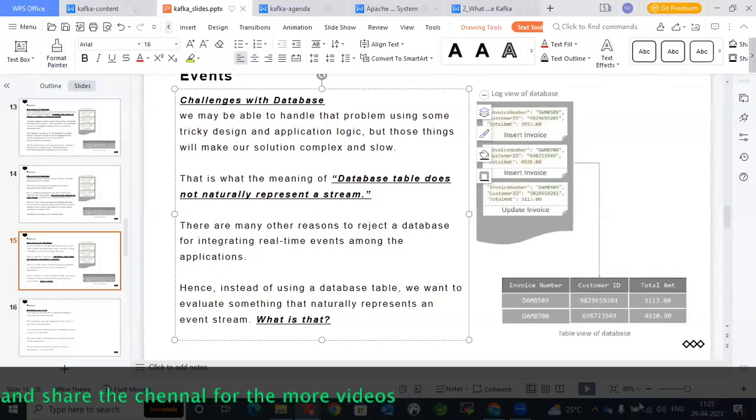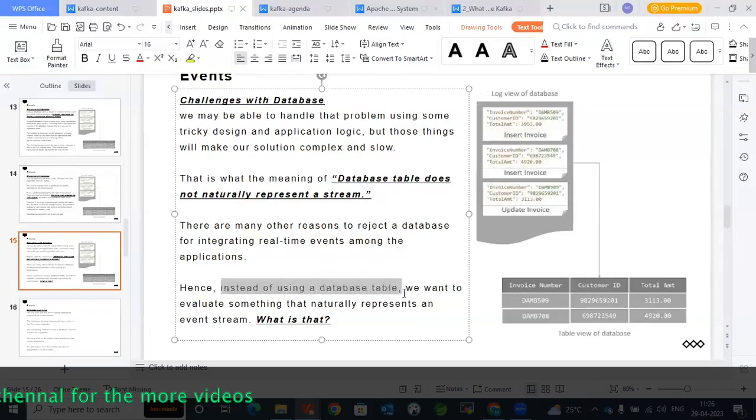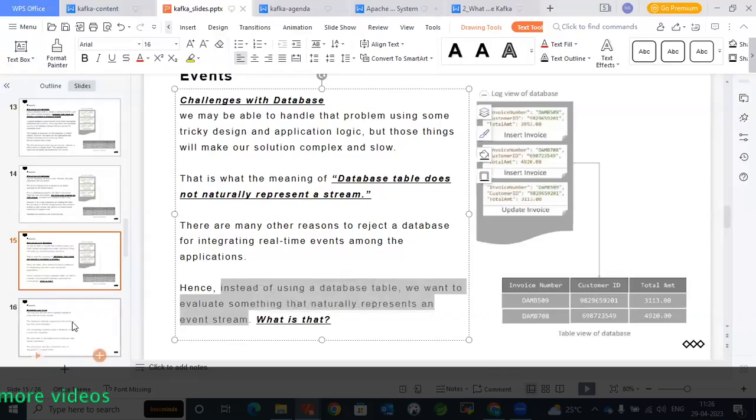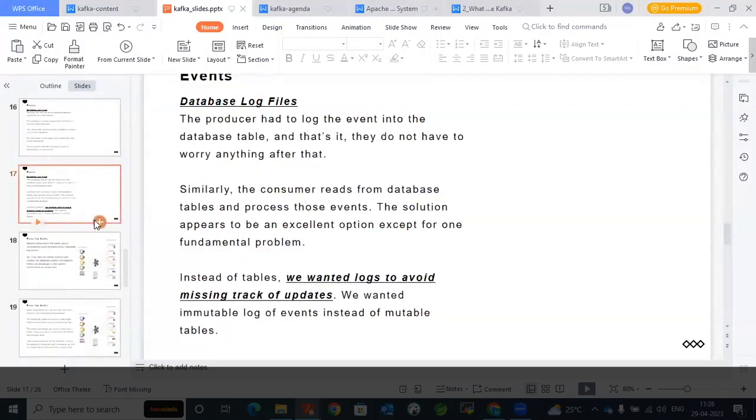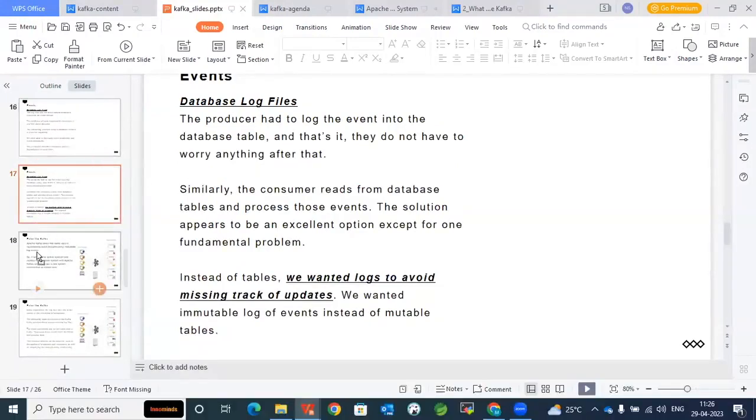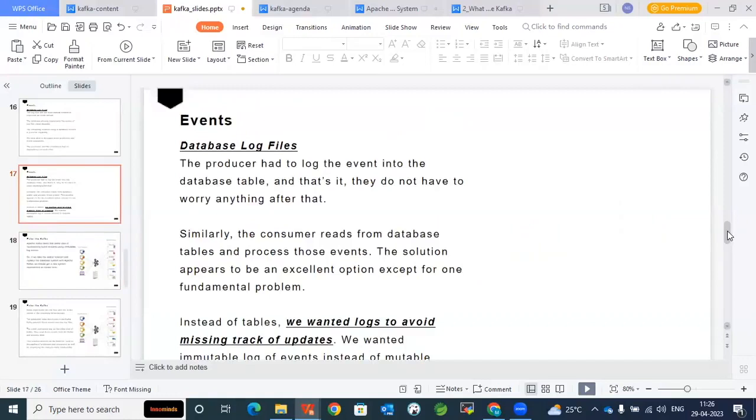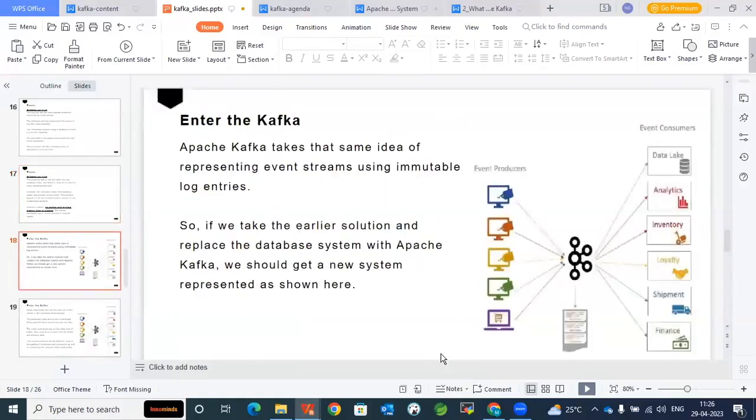So these are the problems that we have with the database. Hence, instead of using a database table, we want to evaluate something that naturally represents an event stream. What is that? That is nothing but Kafka. So this is again information about database log files, and so we can use Kafka there, right? Hope everyone is now connected, right? Kafka. Perfect. Now what is Kafka?